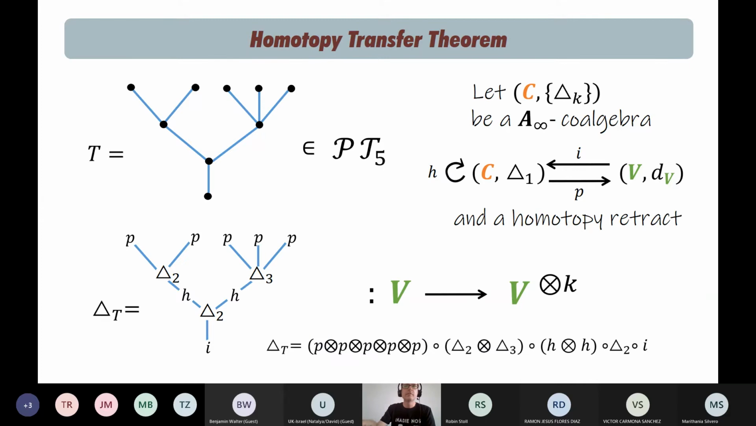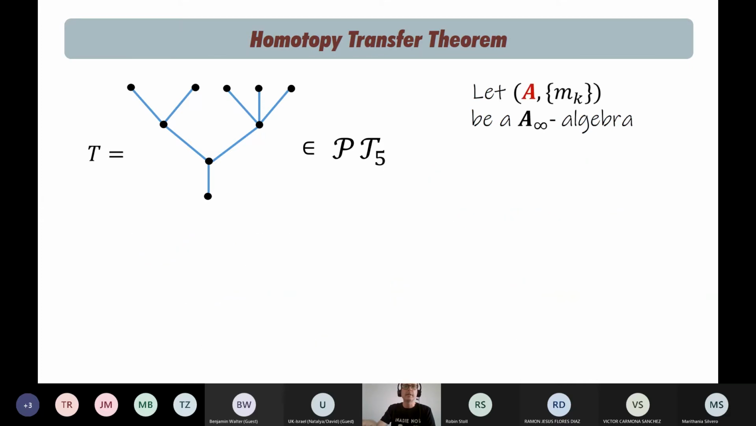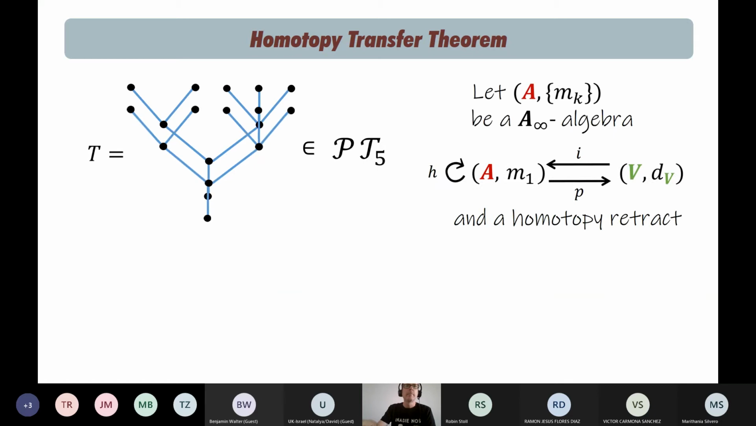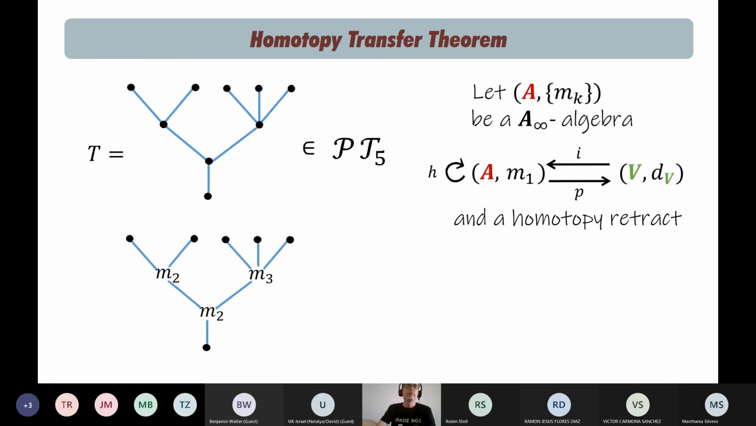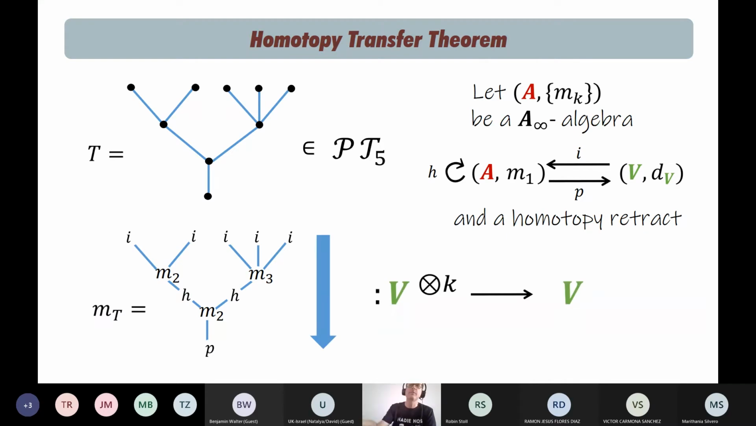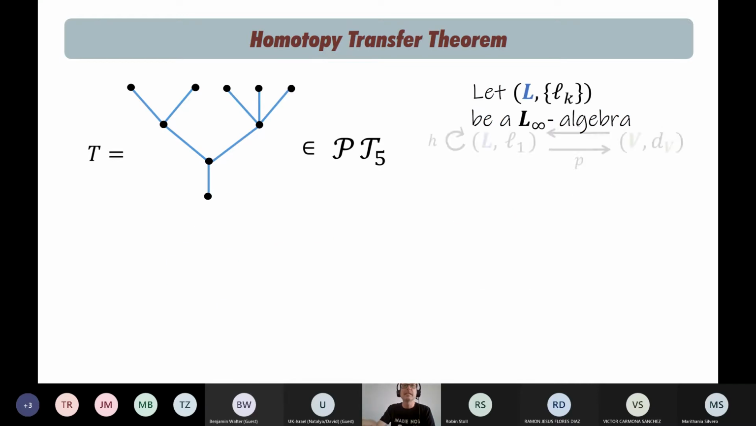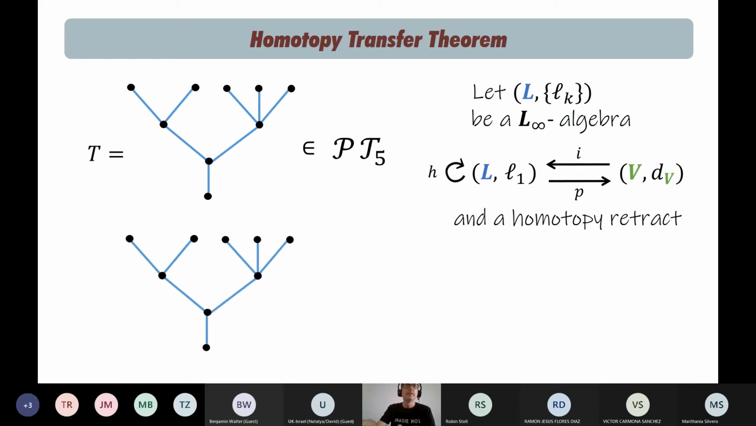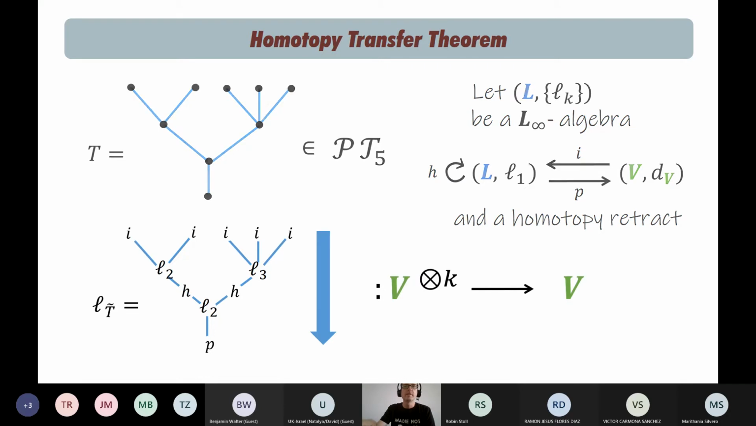We do the same thing for an A-infinity algebra, but in this case, we label the leaves with I and the root with P. And we read this tree from the top to the bottom. And this defines a map from V tensor K to V. And also for L-infinity algebras, we can also define a linear map, in a similar way, going from the top to the bottom. But in this case, we need to compose this map with the symmetrization.